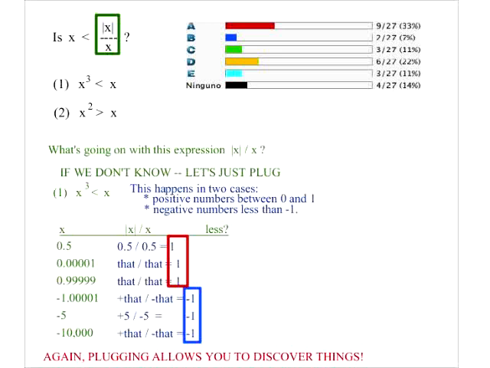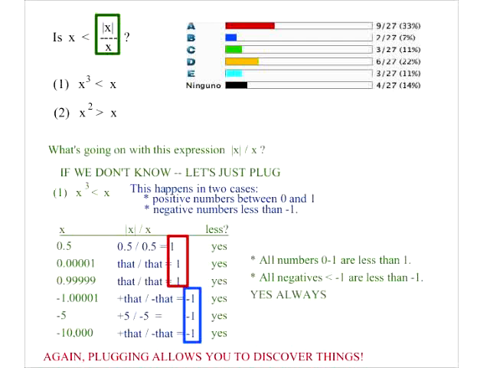But if you check whether these things are less, yes, that's less, and that, and that, and that, and that. All numbers between 0 and 1 are less than 1. Also, all negatives less than -1 are less than -1. So yes, always, and you get sufficient.